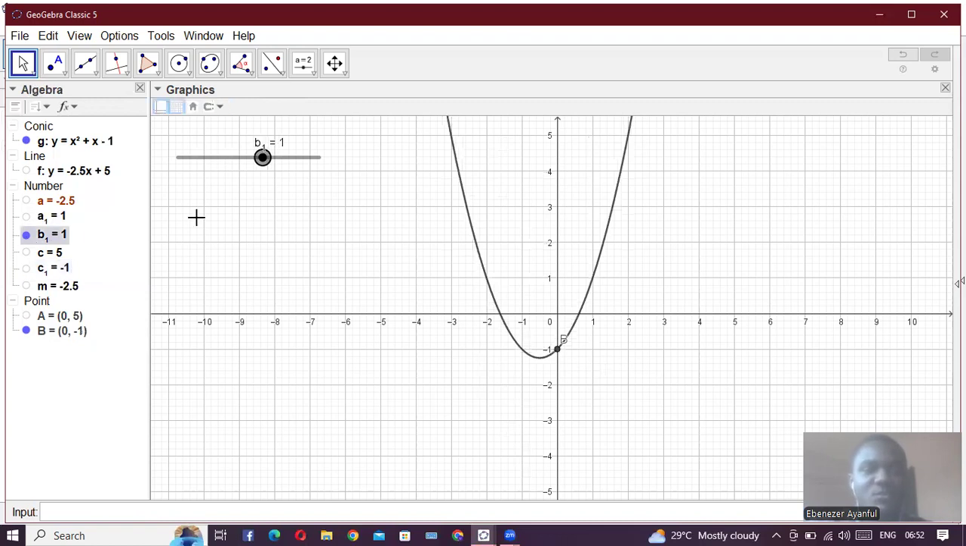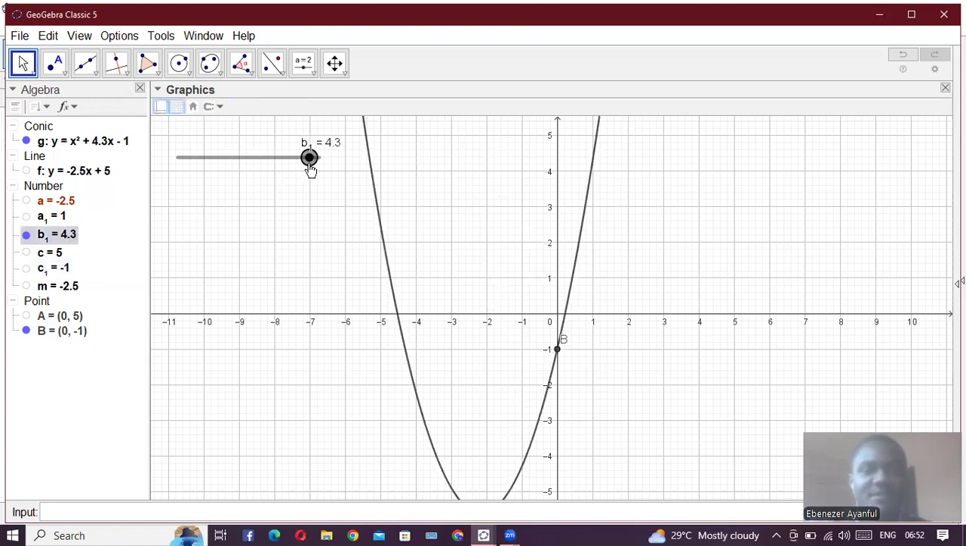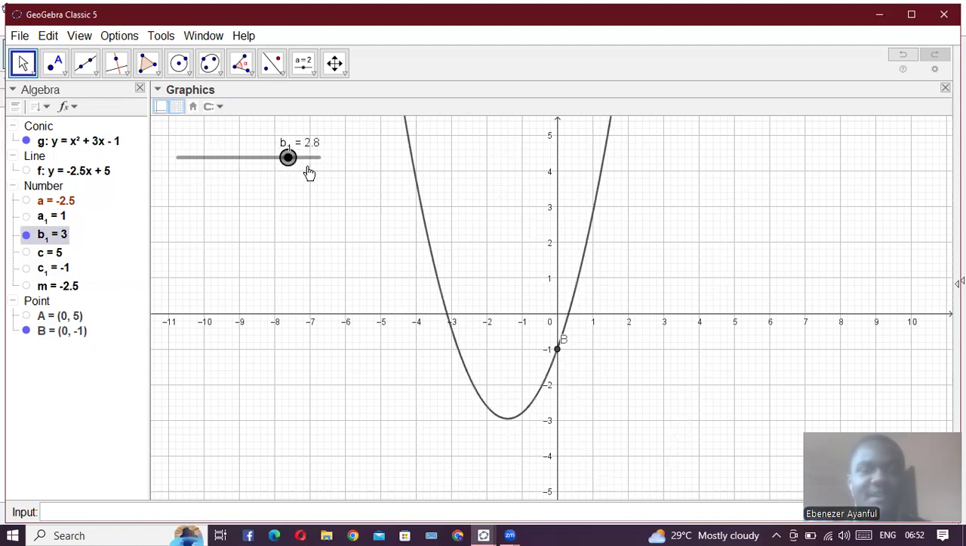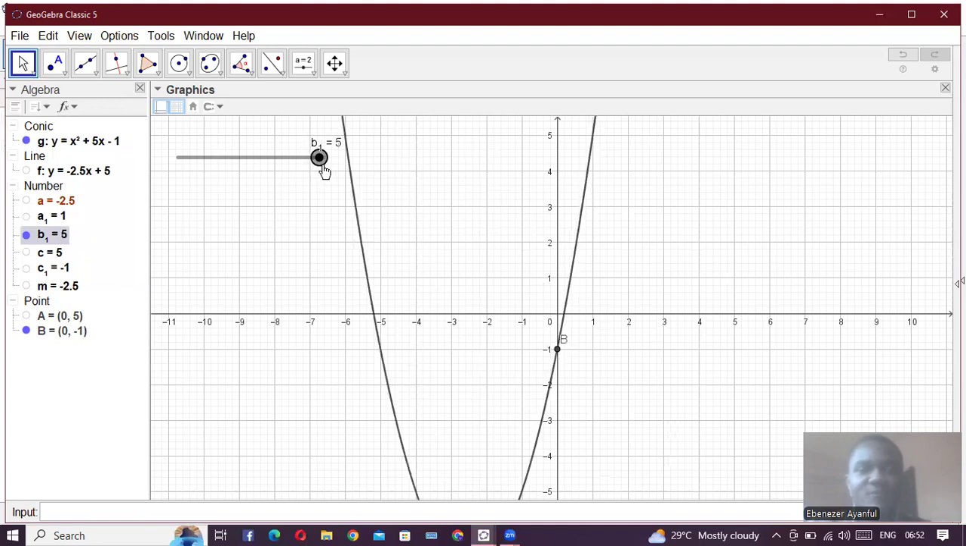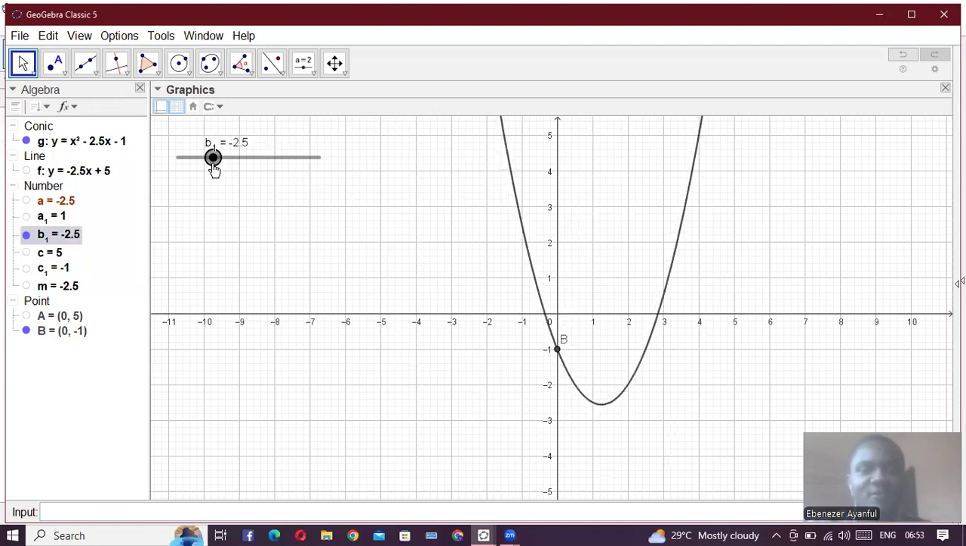Okay. So as I move B positive, you see that it's moving the curve horizontally. So what this means is that if B is negative, it's moving the curve towards the right. Okay, so that's the purpose of B.